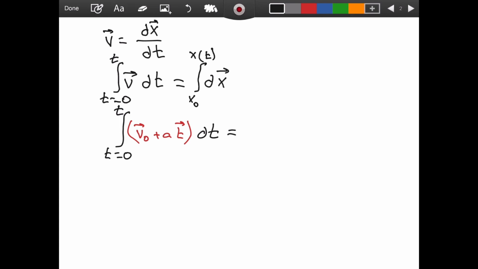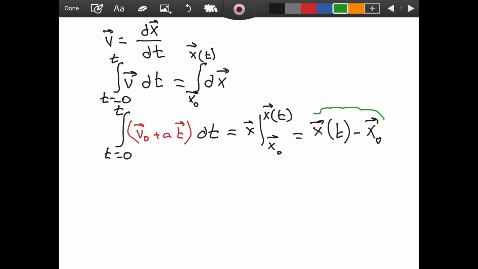What is the integral of dx? It is going to give us x. We have our upper and lower bounds, x t, x naught. Of course, these are all vectors. I keep forgetting, sorry about that. So in the end, we get x t minus x naught. And realize that this is just the change in x. So this is delta x, right? You have your final position minus your initial position. You get your change in position, your displacement.